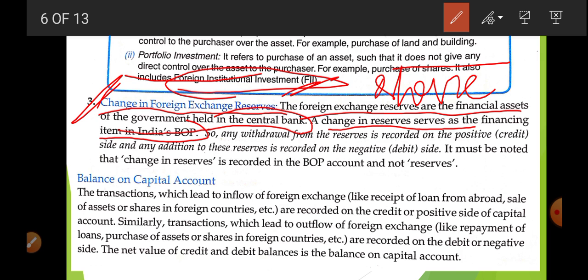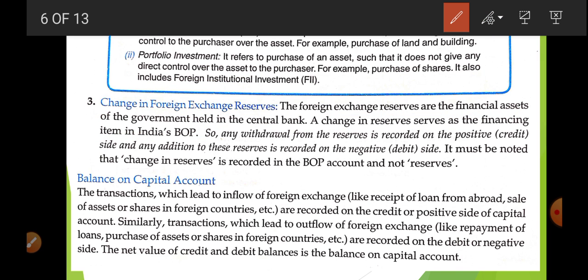Okay. Now, what you have to keep in mind. So this is the thing that you have to keep in your mind. Withdrawal is positive and it is recorded on the credit side. On the other hand, any addition to foreign exchange reserve is going to have a negative sign and it is recorded on the debit side. Why are we doing that? Because to balance the balance of payment, that is, to maintain inflow of foreign currency equal to outflow of foreign currency.